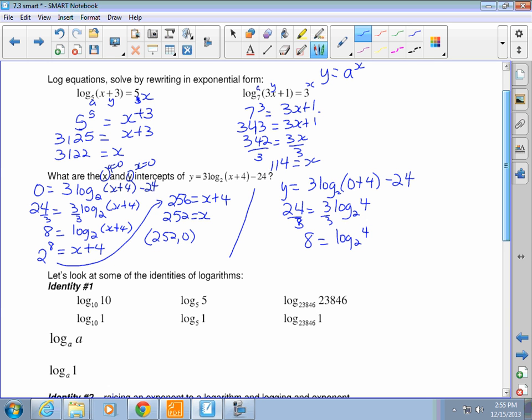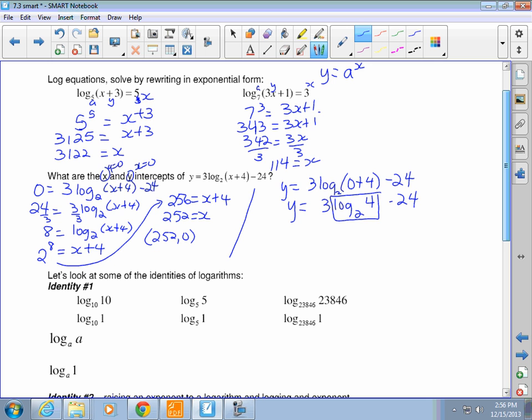Oh, hang on, sorry, I'm going to pause. I went too far in my solving. I have to evaluate before I can solve that. Sorry. So my substitution part here is okay. What I have then is y is equal to 3 log base 2 of 4 minus 24. I jumped ahead too far. I want to evaluate. So what is log base 2 of 4? What would my x value be for that?